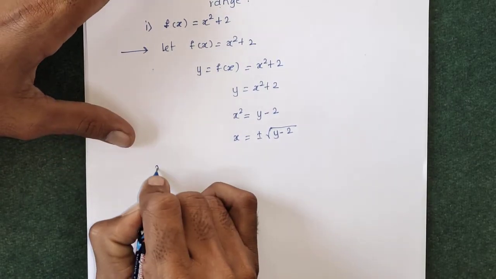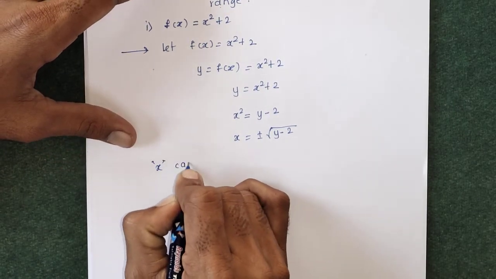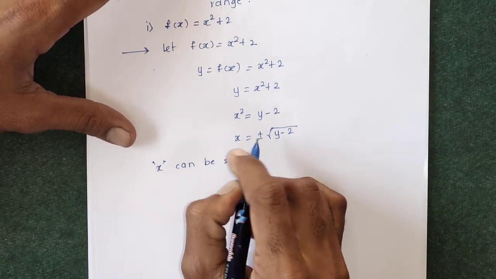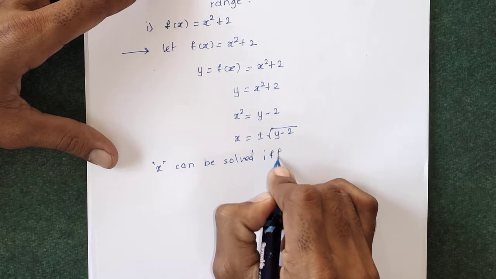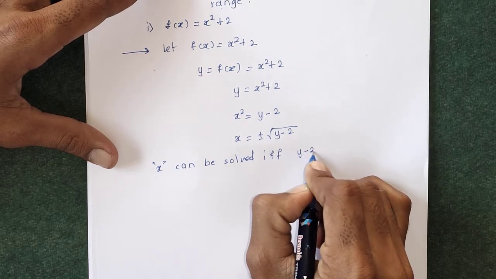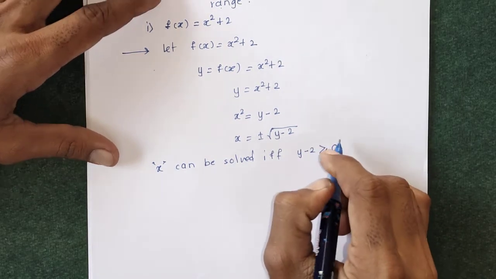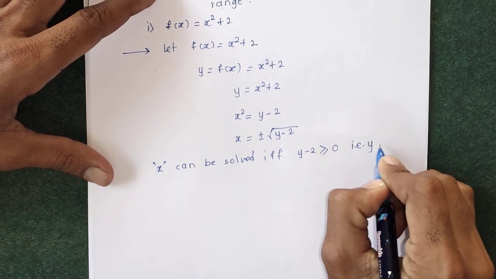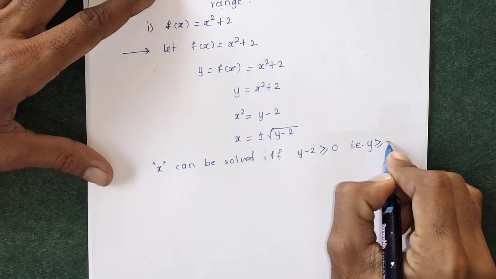So, we can write that x can be solved if and only if y minus 2 is greater than or equal to 0, that is, y is greater than or equal to 2.